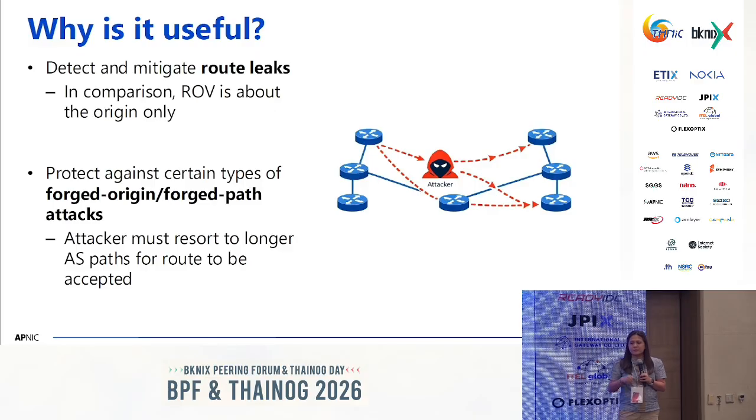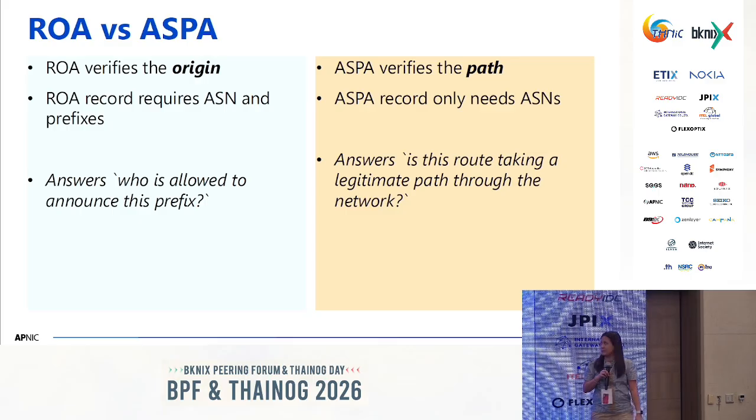Firstly, it helps detect and mitigate route leaks, one of the issues that we're trying to address with routing security. Secondly, it can protect against certain types of forged origin or forged path attack. Using the adjacency information of ASPA, you can verify certain links, and it makes it difficult for attackers to execute an attack. They would have to resort to creating longer AS paths to be accepted.